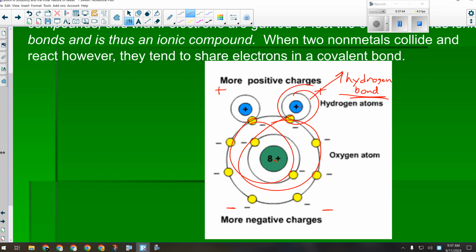And that happens because oxygen holds the electrons more than hydrogen does. And it creates positive ends and negative ends to the water molecule. And then it can hydrogen bond with other polar molecules.